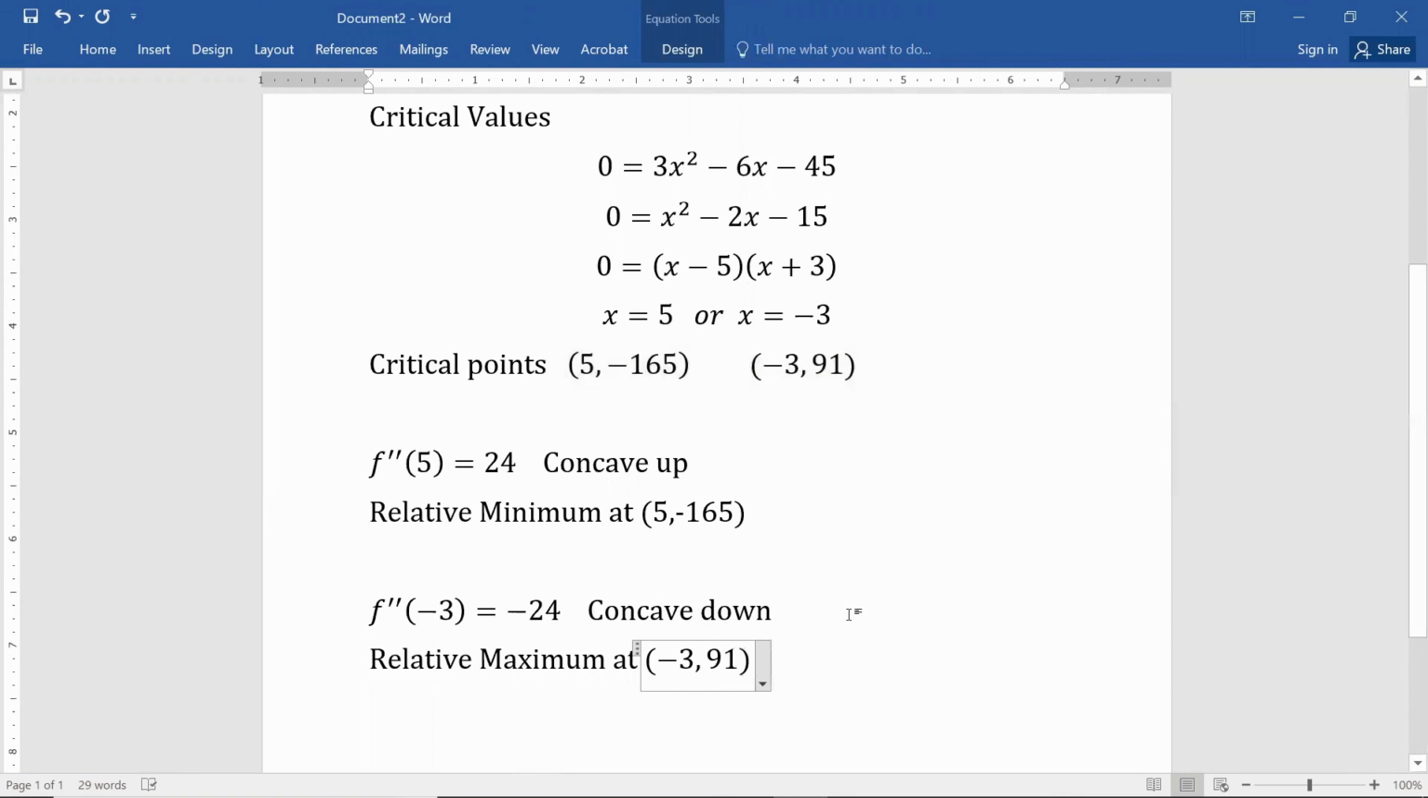So we have 2 critical values, and now using the second derivative test, we can tell when the critical value is a relative minimum and when the critical value gives you a relative maximum. Obviously, we've also seen an example earlier where the critical value gave me neither a minimum nor a maximum.